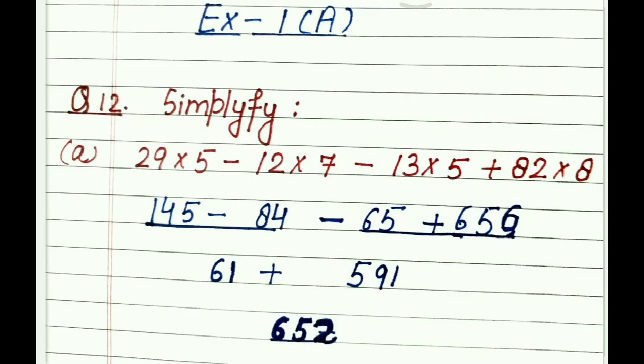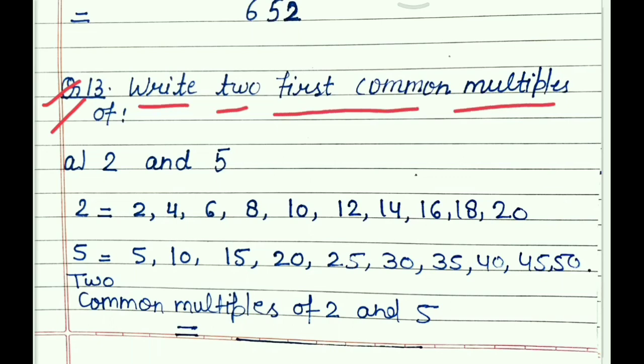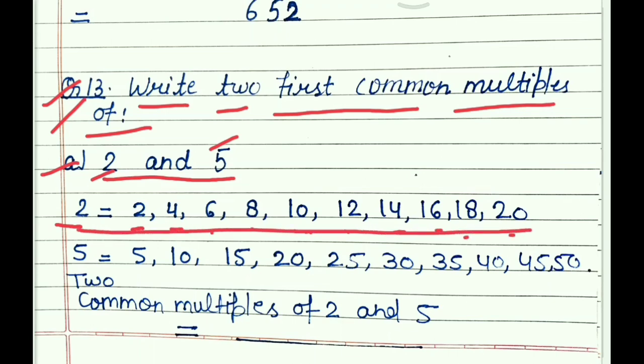Now after that, question number 13. Let's see this question number 13. Here it is given, write the first two common multiples of, first part, 2 and 5. It is asking for the first two common multiples. So firstly we will find the multiples of 2 separately, then the multiples of 5. Okay, as I have solved here, multiples of 2 are 2 ones are 2, 2 twos are 4. Simply write the table. Then 6, 8, 10, 12, 14, 16, 18 and 20. Okay, these are multiples of 2.